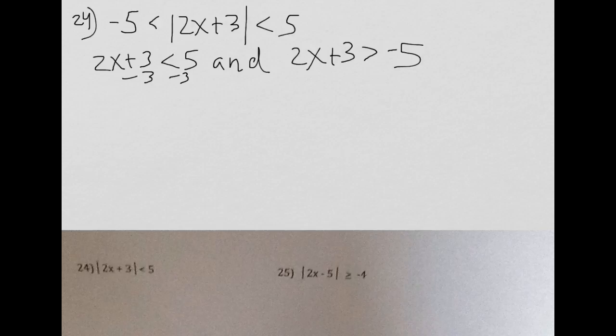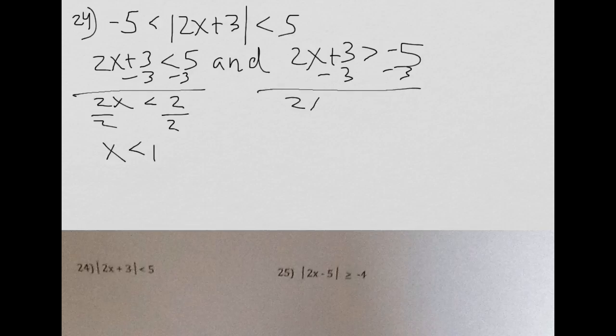Minus 3. 2x is less than 2, divide by 2. x is less than 1. Let's do the other one. Minus 3. 2x is greater than negative 8. Divide by 2. x is greater than negative 4.